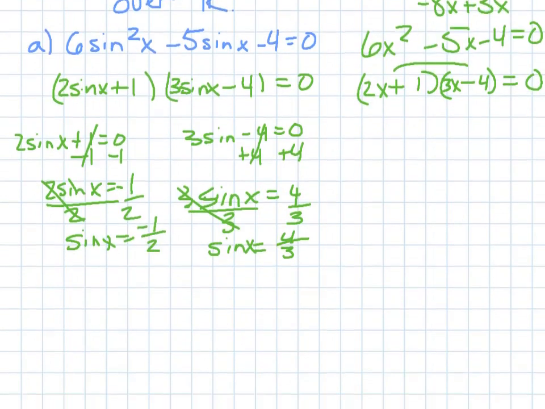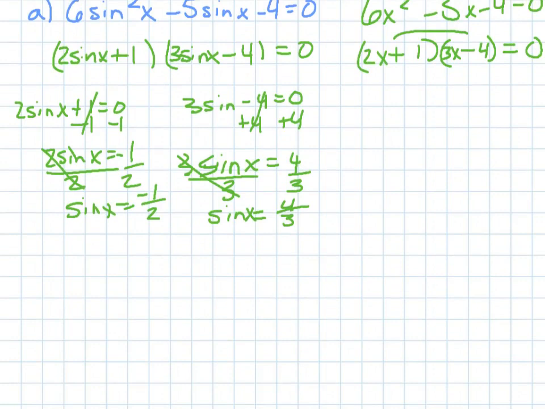Okay, now for this case, I can't have a 4/3 because that's greater than 1, so this means it's no solution. So I only need to look at the other one where sine is negative 1/2 for an angle. So for this one, that would be in the 3rd and the 4th quadrant. So that would give me the values of 7 pi over 6 and 11 pi over 6.